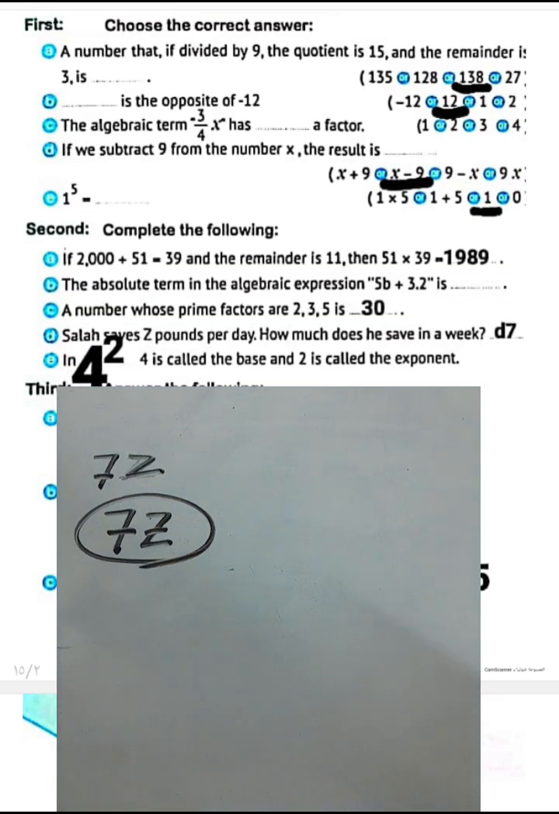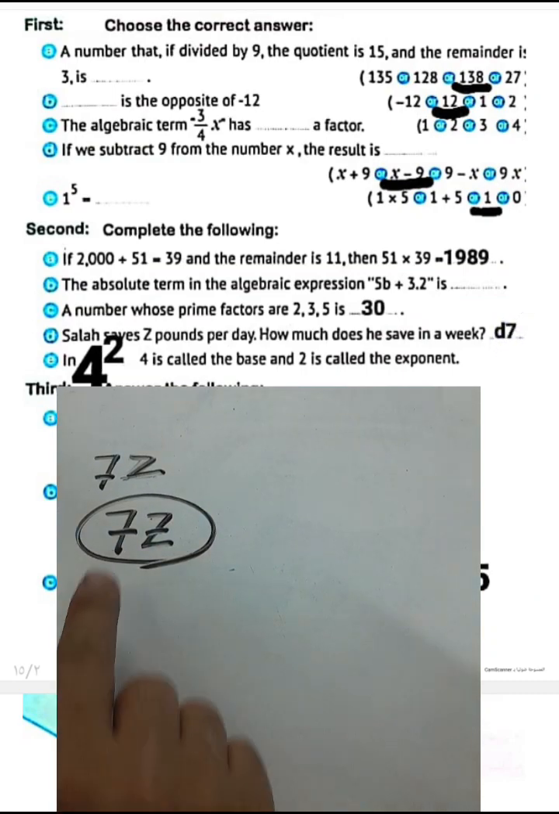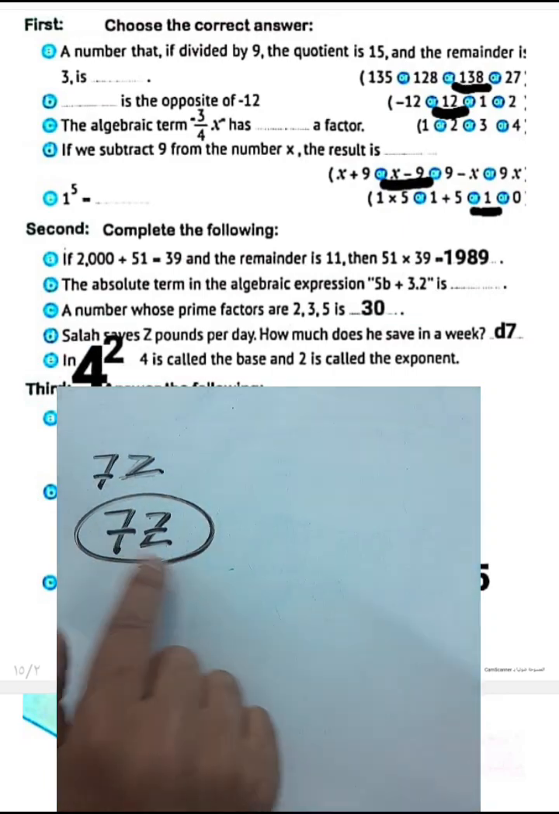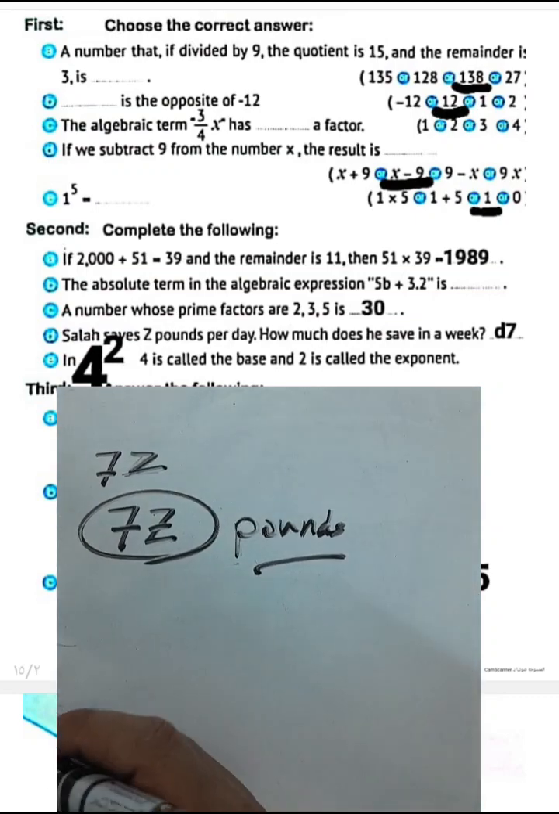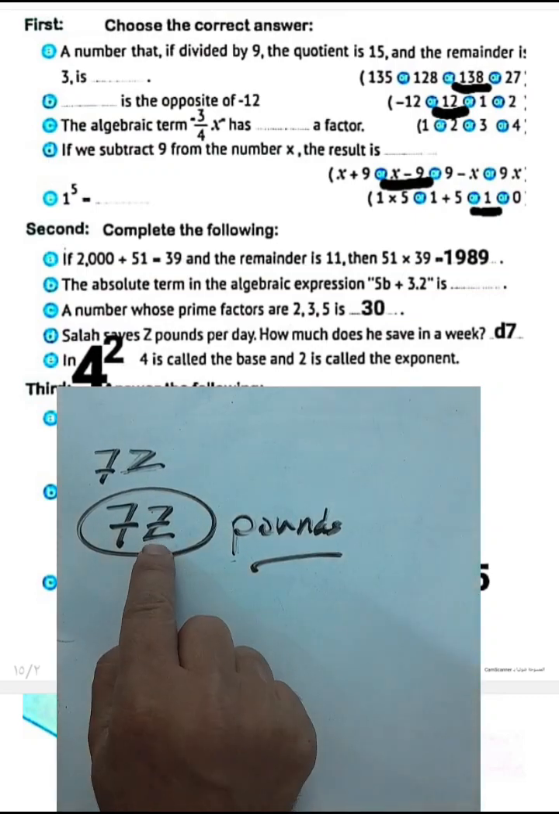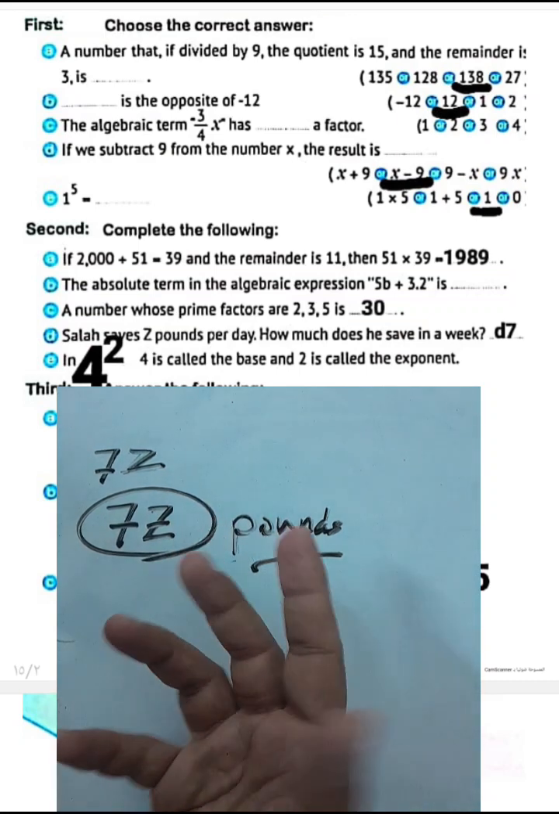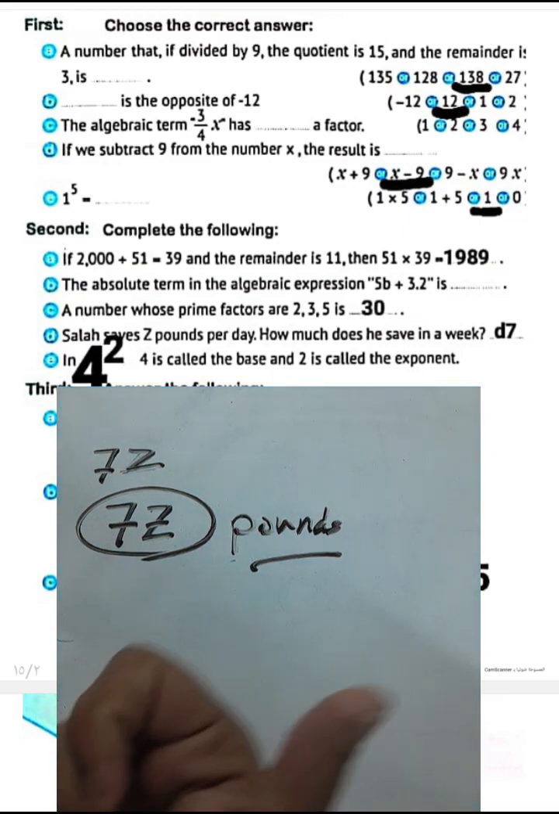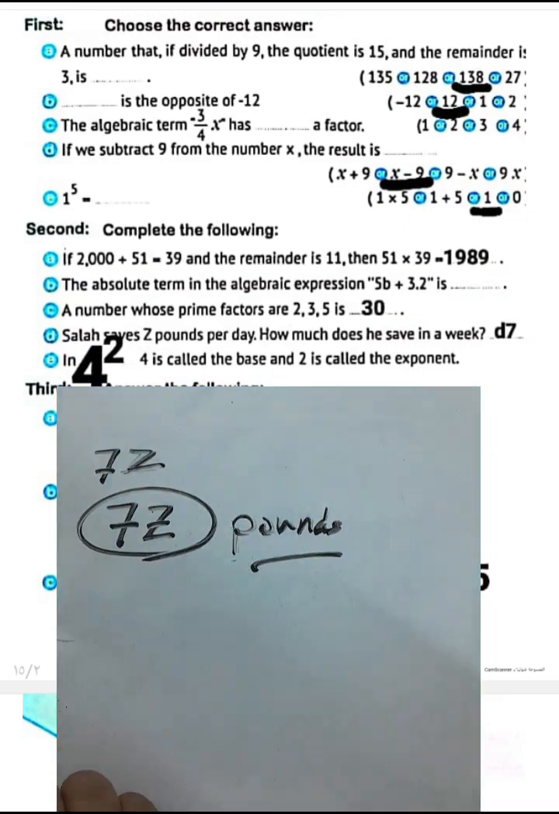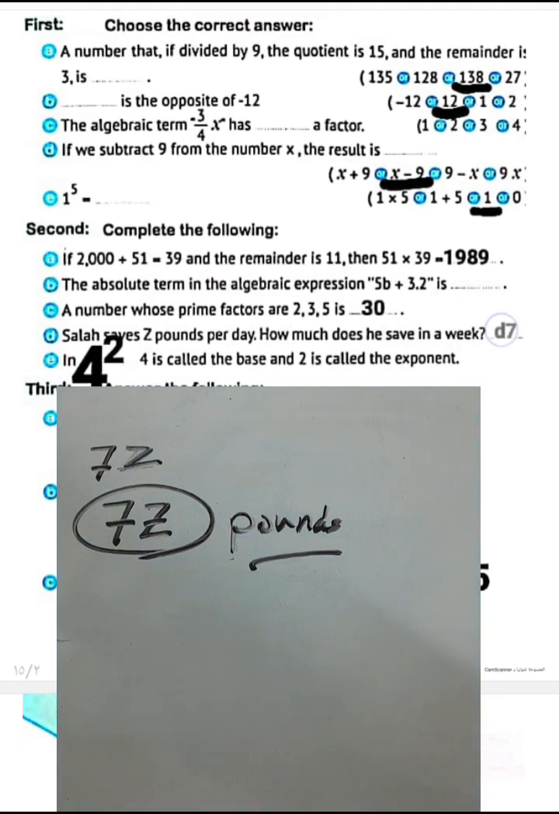Again, Salwa saves Z pounds per day. How much does she save in a week? We can cancel this letter D and write 7Z, and write pounds behind it. Again, Salwa saves Z pounds per day. How much does she save in a week? We know 1 week equals 7 days. Then she will save 7Z pounds. Cancel this result and write 7Z pounds. Okay, next question.